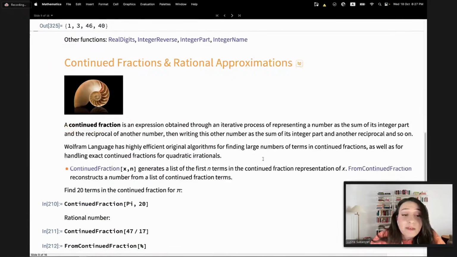So the next group here is about continued fractions and rational approximations. A continued fraction, what is it? It is an expression obtained through an iterative process of representing a number as the sum of its integer part and the reciprocal of another number, then writing this other number as the sum of its integer part and another reciprocal, and so on. And Wolfram Language has highly efficient algorithms for finding a large number of terms in continued fractions, as well as for handling exact continued fractions for quadratic irrationals.